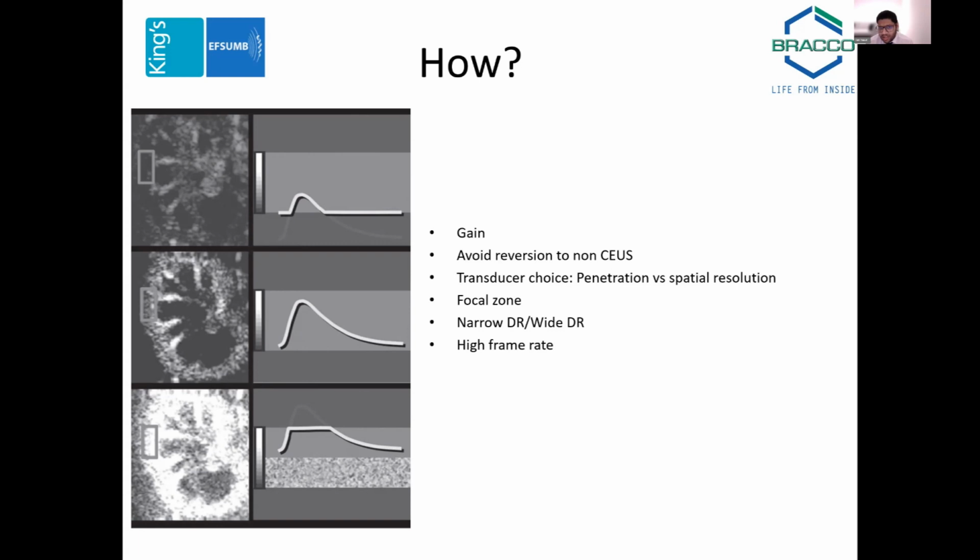You do need to try and make sure that once you're in the contrast mode, you don't switch back to Doppler, you don't switch to elastography, or switch off the contrast mode, because you risk bubble disruption or disturbing your timing. You also need to think about what transducer you're using. For the liver, it's almost inevitably a curvilinear 3 to 5 megahertz transducer. That's the frequency that the bubbles resonate best at. You also need to think about having a high frame rate to make sure that you're able to capture this in real time.